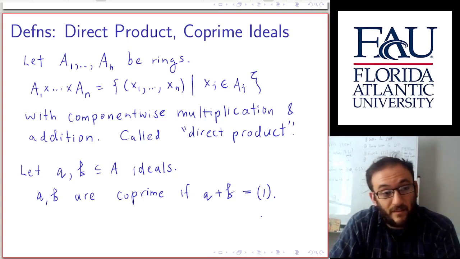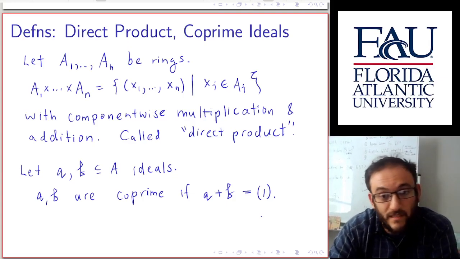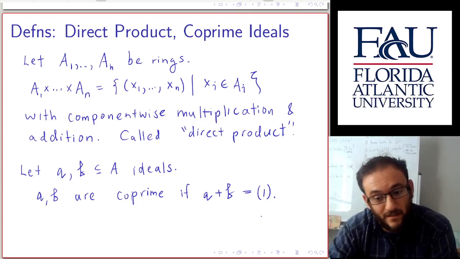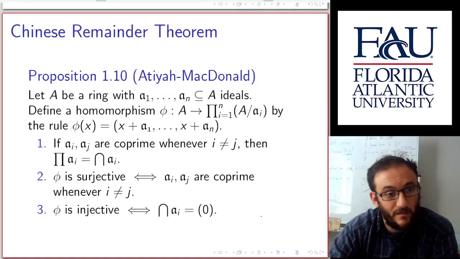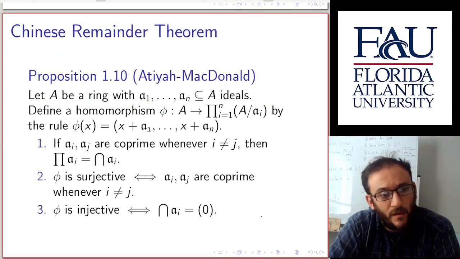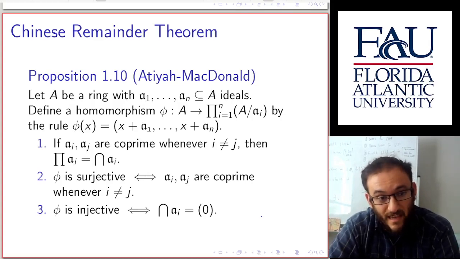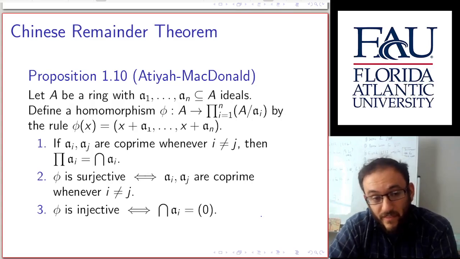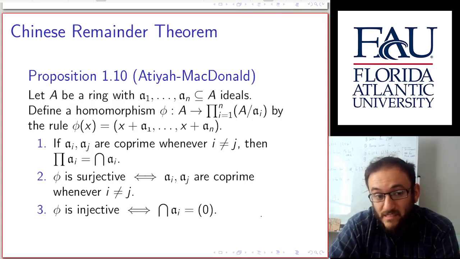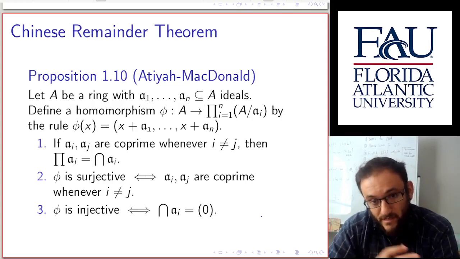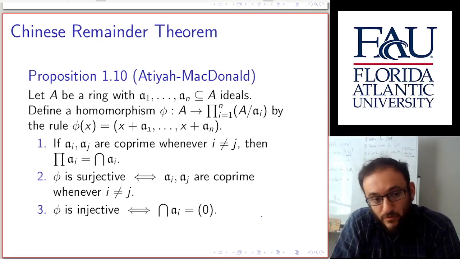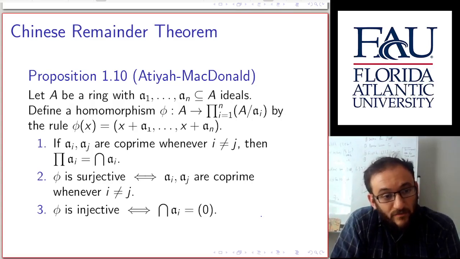Now with the definition of the direct product and coprime ideals, we can state the Chinese Remainder Theorem as it shows up in Atiyah-MacDonald, in Proposition 1.10. Let A be a ring with a1 through an ideals in A, and define a homomorphism phi from A to the direct product of the quotient rings A mod ai, where i goes from 1 to n, by the rule that phi of x maps to (x plus a1, ..., x plus an). So you can view this as just elements of the quotient ring in the standard way. Then we have the following results.